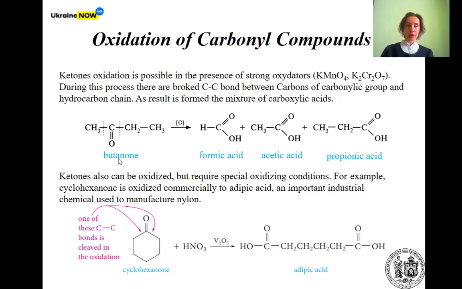For example, if we talk about butanone, there are many products that can be formed. Here are shown places where breaking of the hydrocarbon chain can occur. The first part of the molecule that can be oxidized forms formic acid. From this part is formed acetic acid. From this part the same acetic acid is formed, and from this part propionic acid.